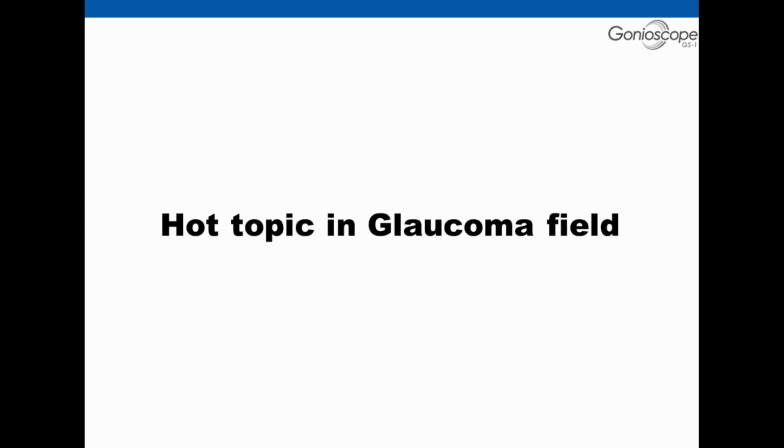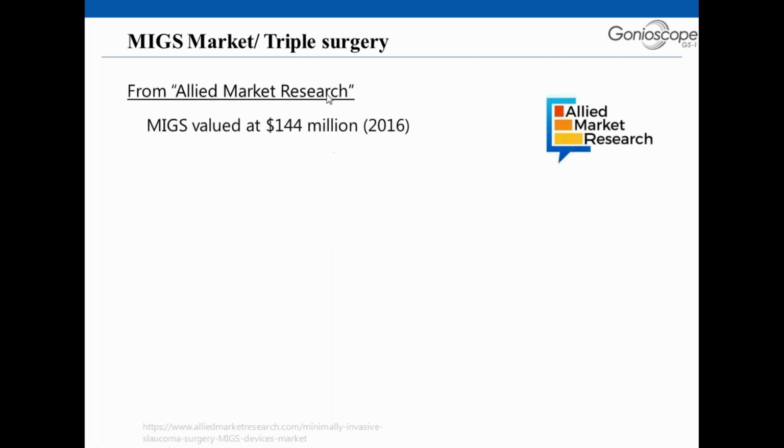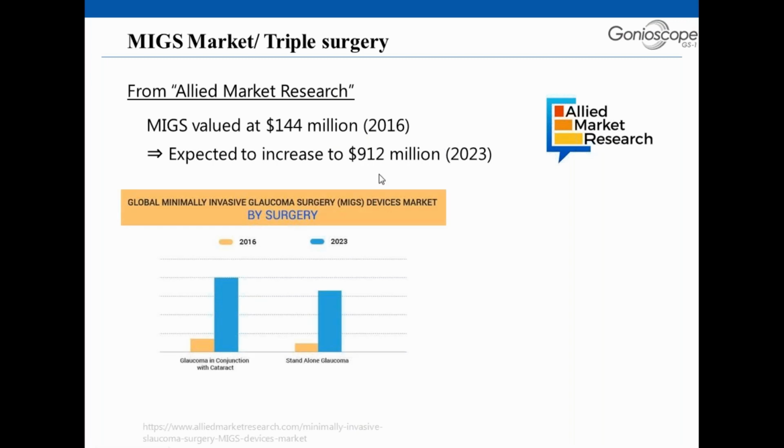So here's another piece of information, hot topics in the glaucoma field. I would say this is going to be MIGS. This is a little information from Allied Market Research, and it stated that MIGS was valued at $144 million in 2016, and it is estimated to increase to $912 million in 2023.